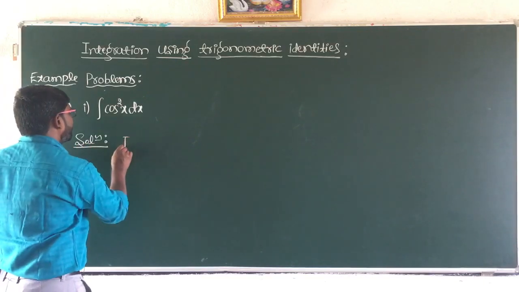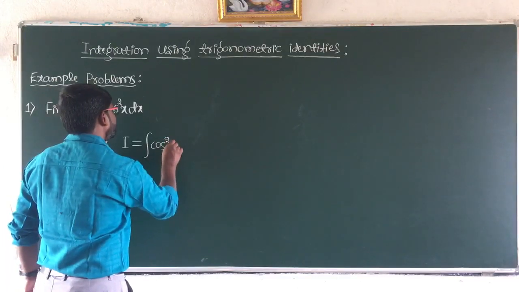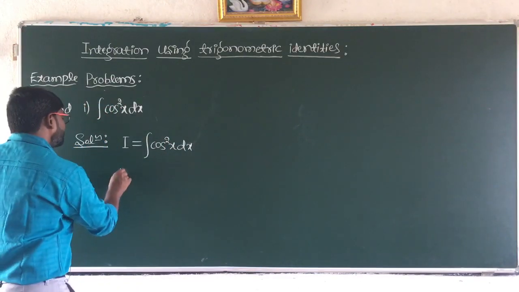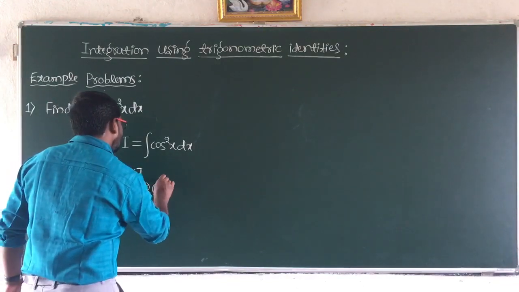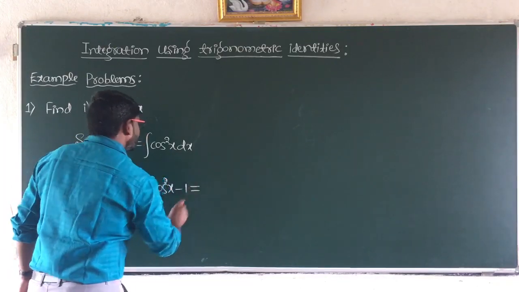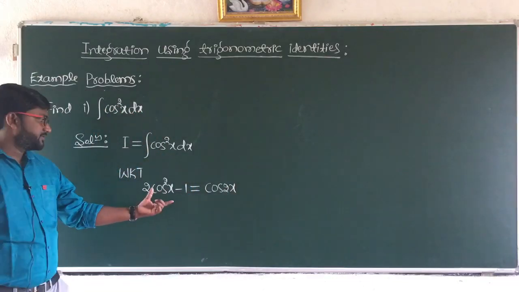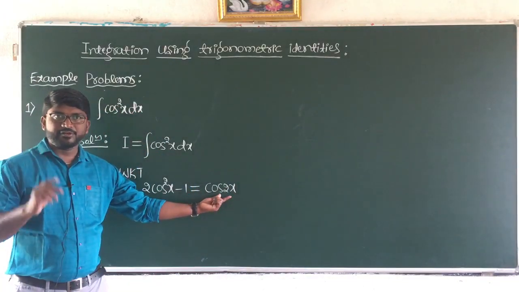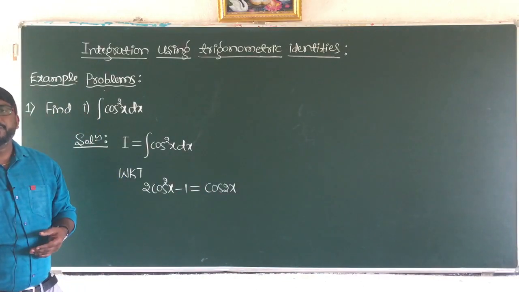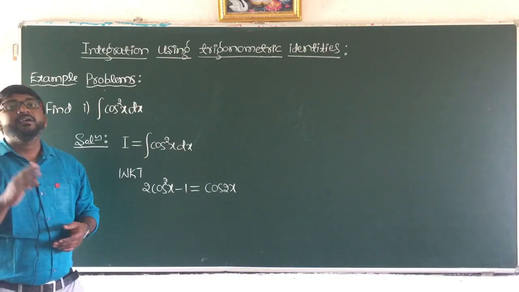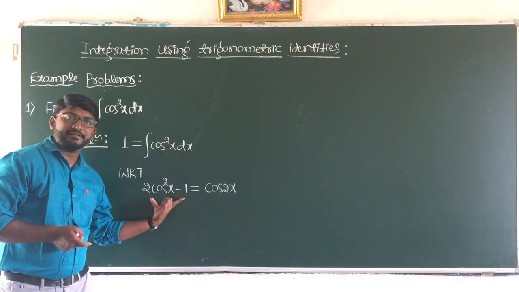Take this as I, which is equal to integral cos square x dx. We know that 2 cos square x minus 1 is equal to cos 2x, the double angle formula. For cos 2x, we have 4 formulas: 2 cos square x minus 1, 1 minus 2 sin square x, cos square x minus sin square x, and 1 minus tan square x divided by 1 plus tan square x. In that I am going to use this particular formula.